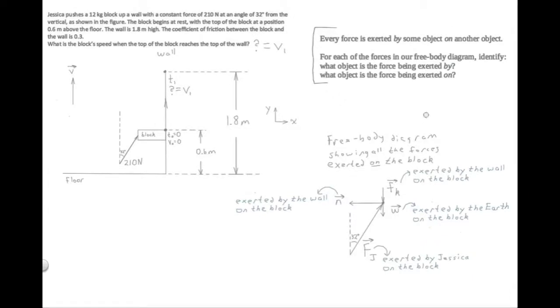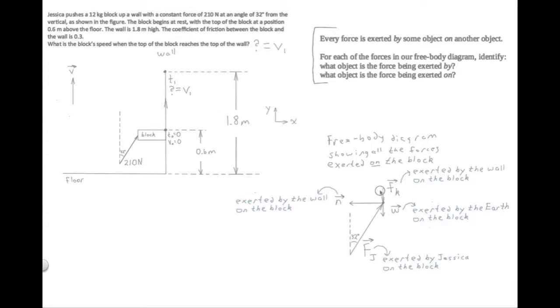Okay, here are the answers, so you can check whether you got these correct. Did you realize that the weight force is being exerted by the Earth on the block? How can the Earth be exerting a force on the block if the Earth is not touching the block? Well, that can happen because the weight force is a gravitational force, and a gravitational force can be exerted at a distance. So the weight force is the gravitational force exerted by the Earth on the block.